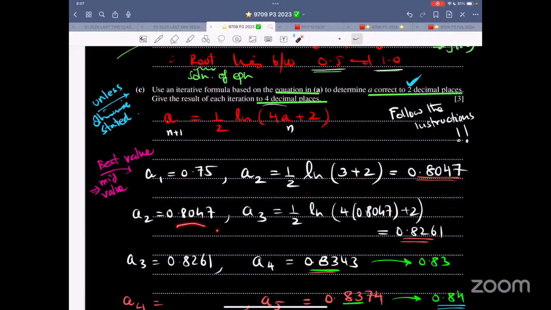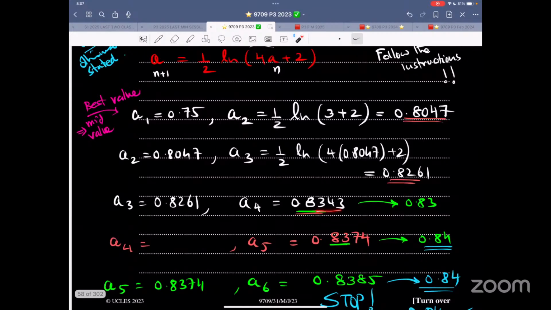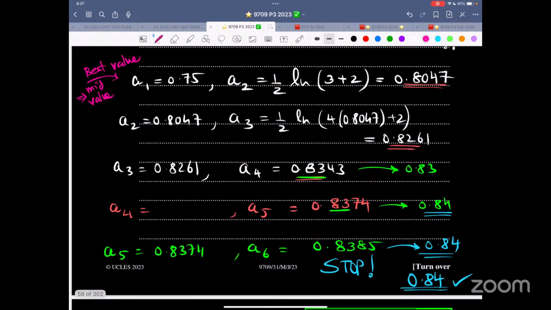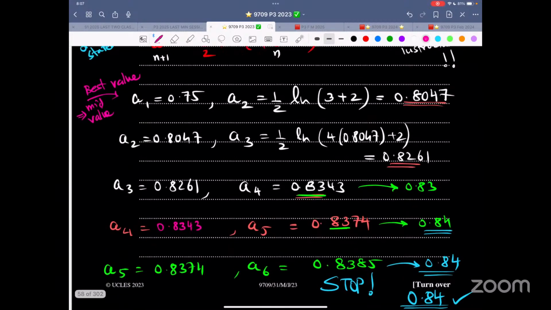Then plug in the output. Again, repeat. That's 0.8261. Then plug in 0.8261. You get 0.8343. Plug in 0.8343. Let me write over here. So plug in 0.8343. We are getting 0.8374.